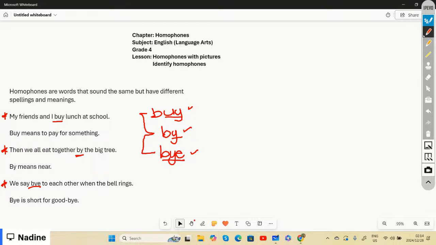All right, and we call that homophones. Homophones are words that sound the same way, but they have different spellings and they have different meanings.